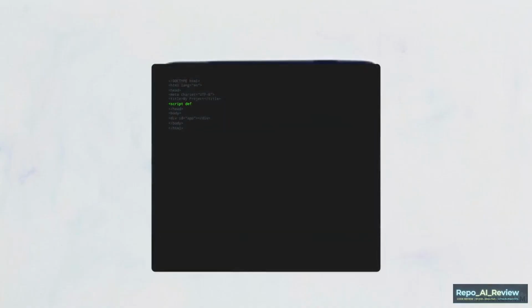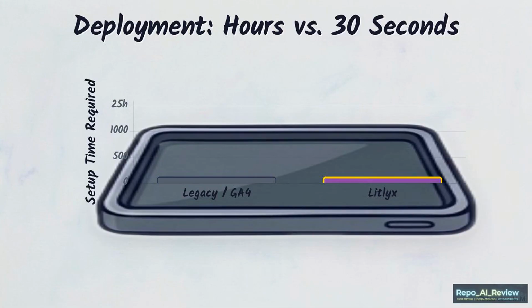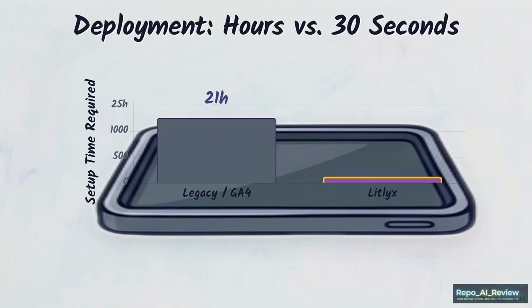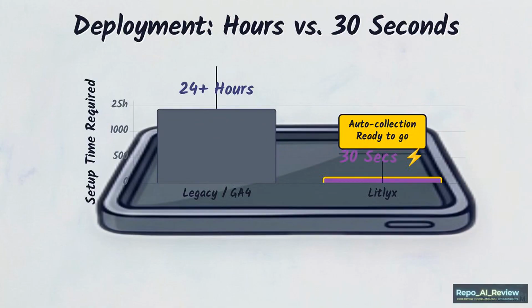Getting Litlyx running means pasting a single one-line JavaScript snippet into your code. Looking at this comparison matrix, the deployment time gap is stark. Legacy platforms require hours or days of event mapping. Litlyx gets you live in under 30 seconds.